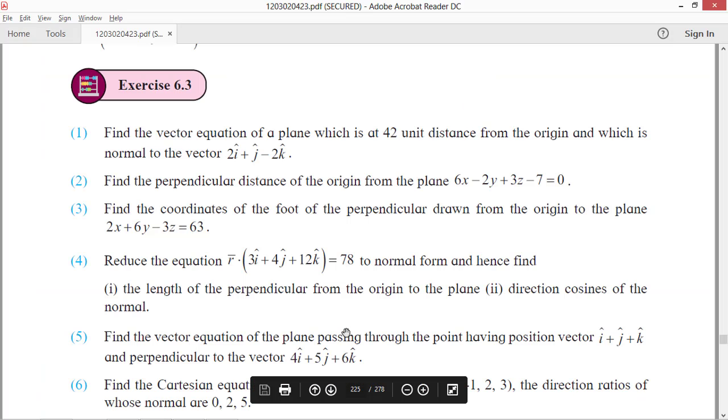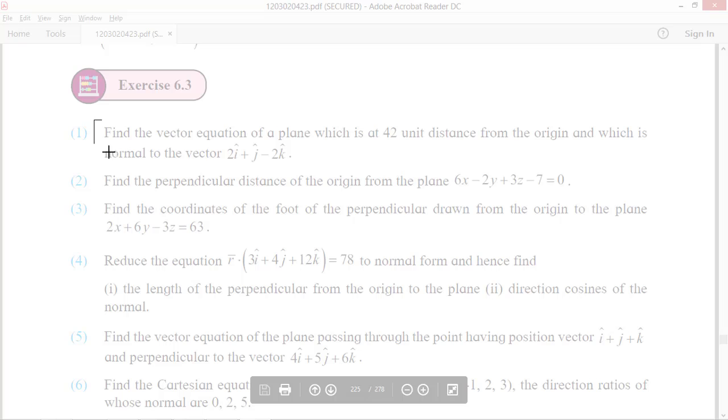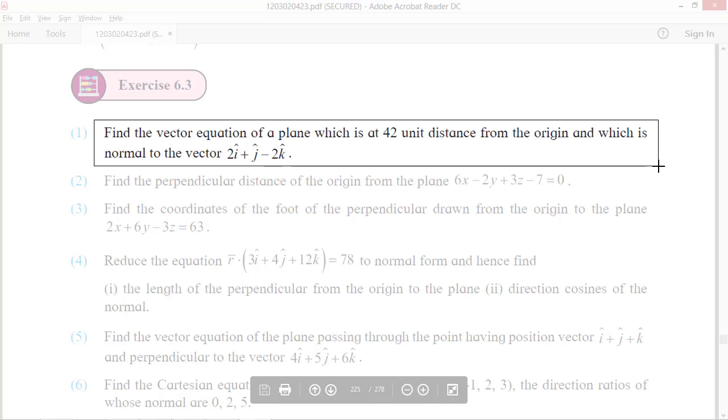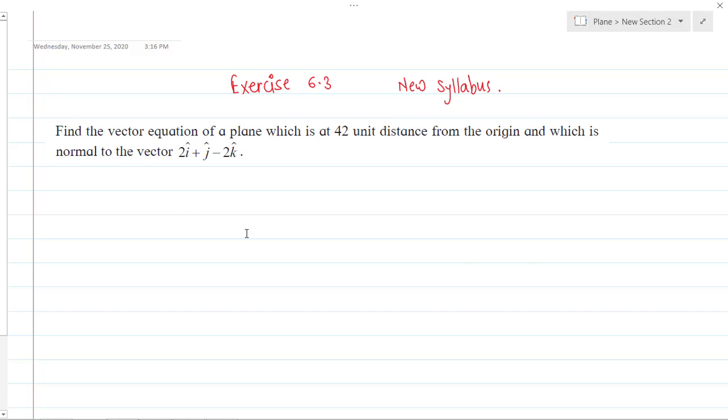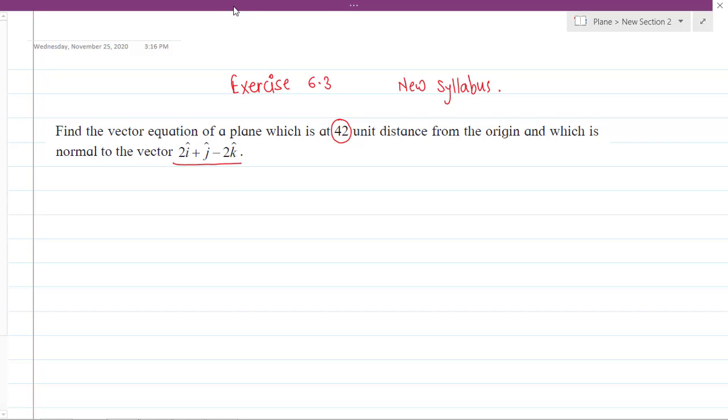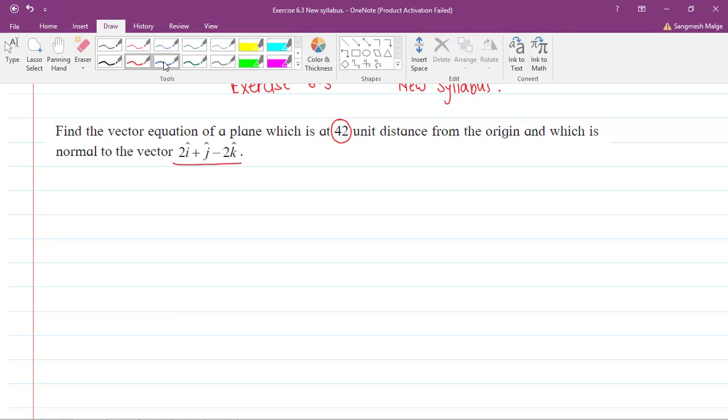So the first question is, find the vector equation of the plane. Let me copy this. Okay, find the vector equation of the plane which is at a 42 unit distance from the origin and which is a normal to the vector 2i plus j minus 2k. Okay, so we will follow our same strategy.